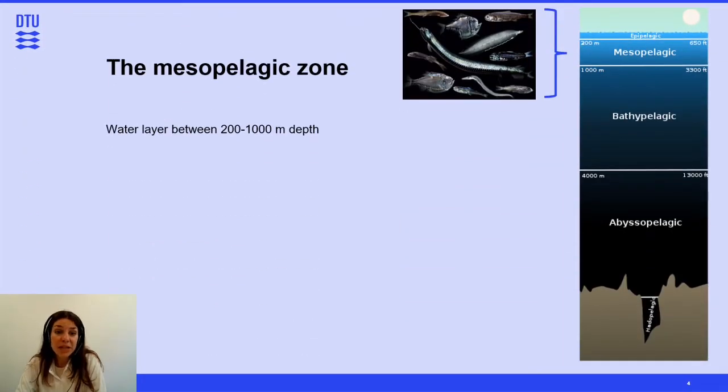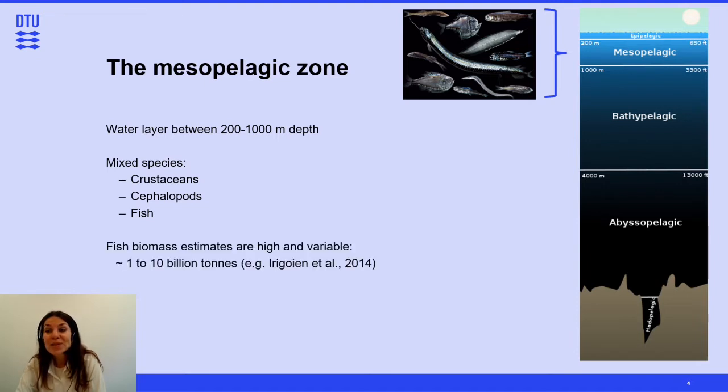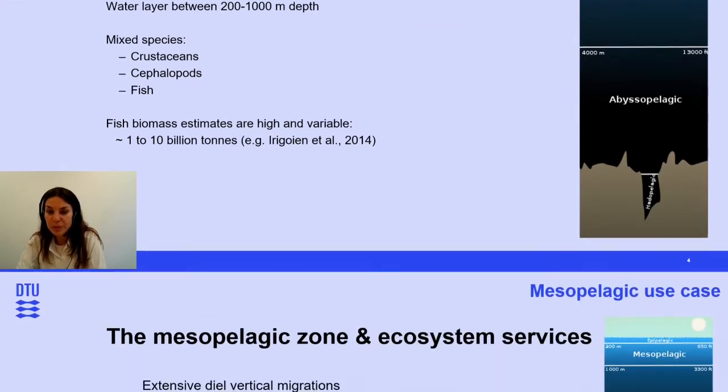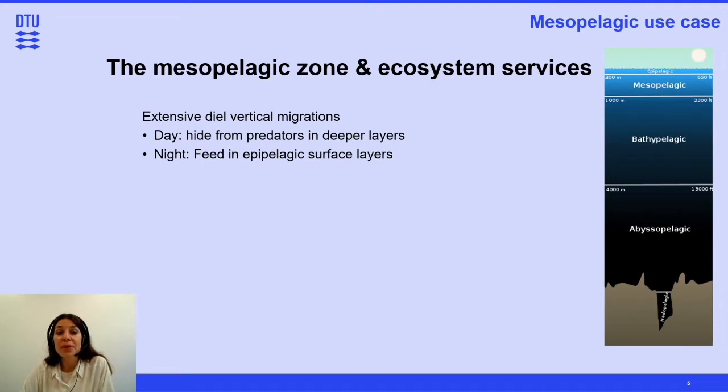The mesopelagic layer, or the ocean twilight zone, is a layer of water that stretches around the globe and lies between approximately 200 and 1000 meters depth. This layer is inhabited by a diversity of species, ranging from crustaceans to cephalopods to, of course, fish. Now, mesopelagic biomass estimates are very high but also variable and range between 1 and 10 billion tons globally. The mesopelagic community provides important ecosystem services.